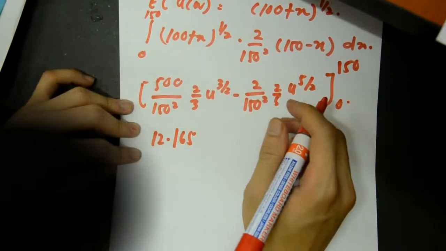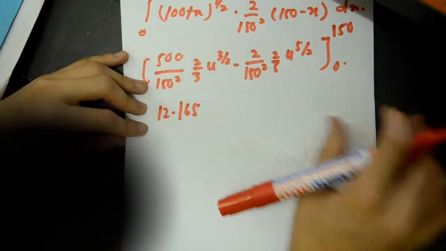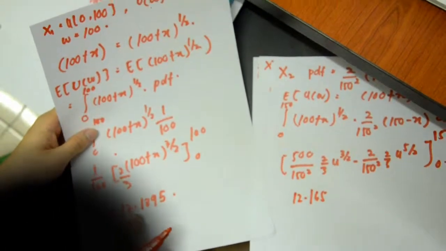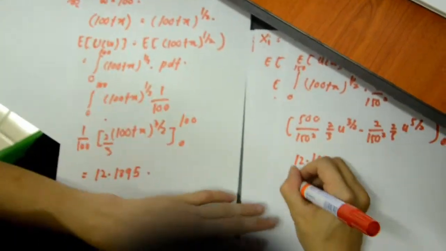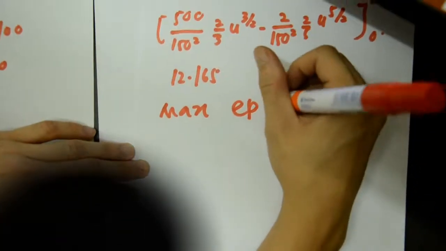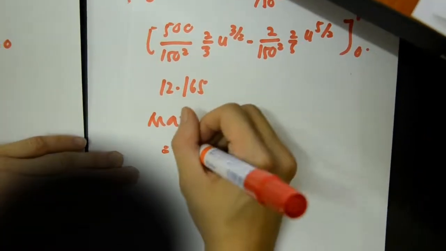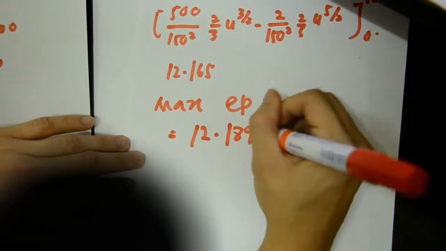12.165. So the question asks for the maximum expected utility from option 1 and option 2. So the answer for option 1 is 12.1895. This one is 12.165. So the maximum expected utility will be equal to the first one, 12.1895.